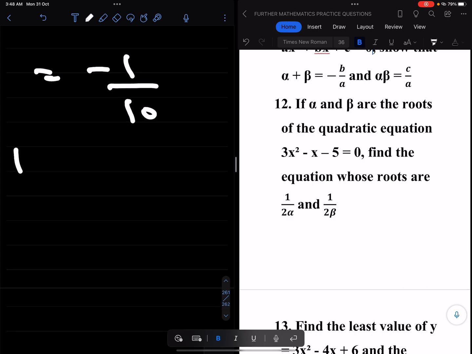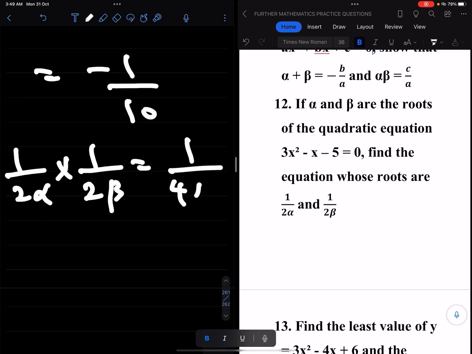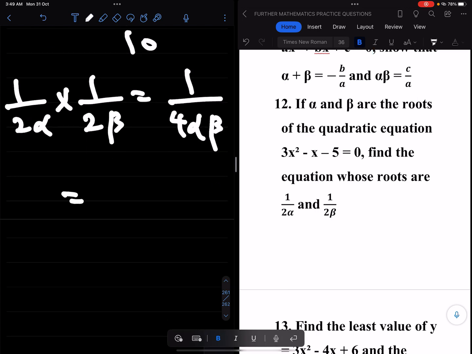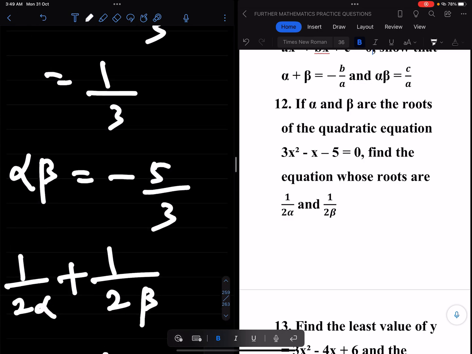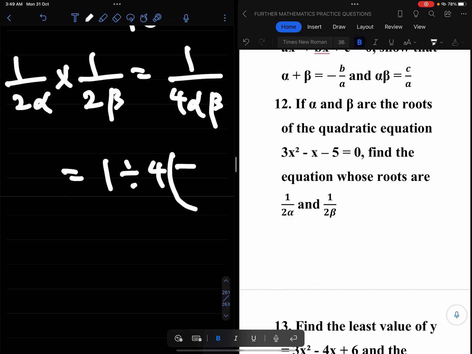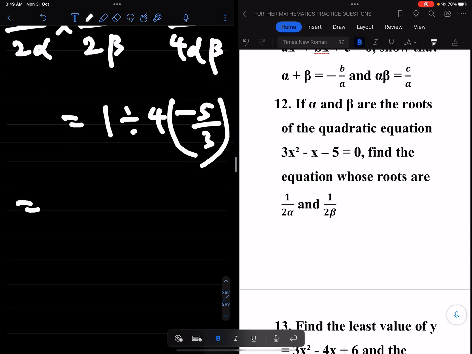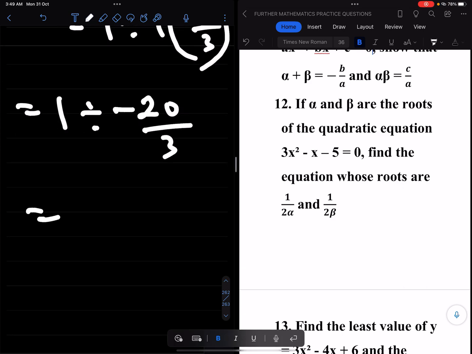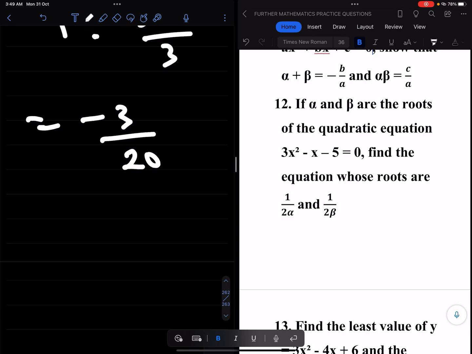Now, the product of the new roots will be 1 over 2 alpha times 1 over 2 beta, which is equal to 1 over 4 alpha beta. And that is the same as 1 divided by 4 into bracket alpha beta, which is minus 5 over 3. And that's equal to 1 divided by minus 20 over 3, which is simply the same as 1 times 3 over minus 20, which is minus 3 over 20.